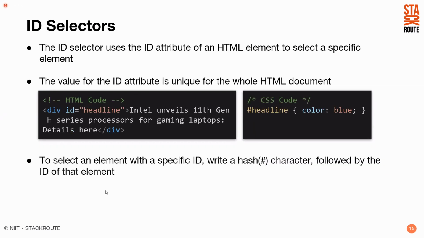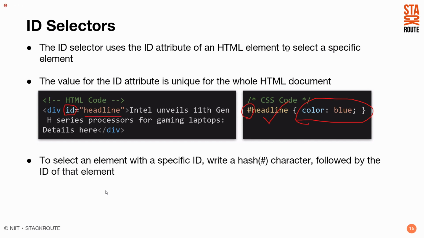ID selector uses the ID attribute of an HTML element. The value of ID is unique for the whole HTML document. There should be no duplicate. To select an element with an ID, write the hash character followed by the ID of that element. So in CSS, you will define a hash followed with a unique selector name and all your properties. You will call it with the ID followed by the ID name.